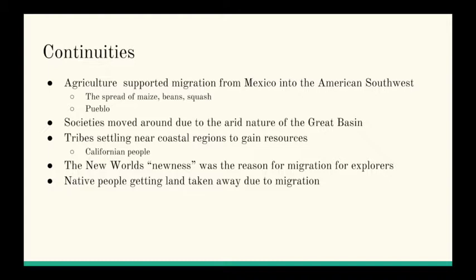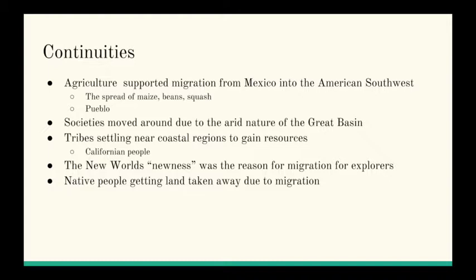We can also see a continuity in the New World's newness being the reason for migration for explorers. They contrasted their troubled land as a reason to migrate, and it seemed as a land where human settlement could start anew, where a perfect society could be created without flaws and iniquities of the old world.